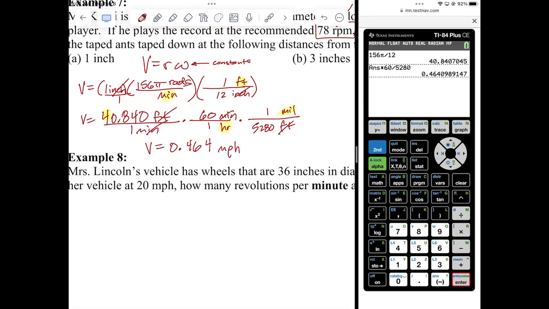We stylize it even. We don't even put miles divided by hour. We stylize it mph, miles per hour. That's a little less than half a mile per hour. Is that ant moving very fast? No, not really.